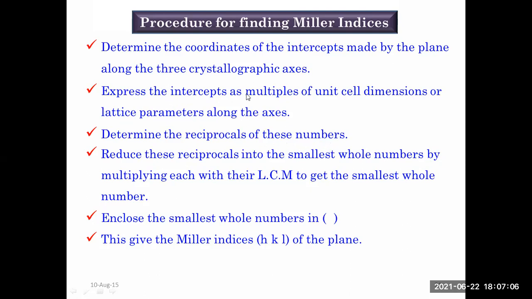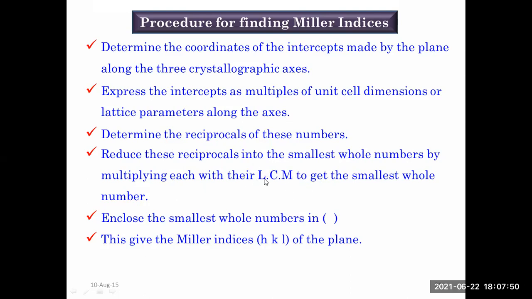So first of all we are determining the coordinates of the intercepts made by the plane along the three crystallographic axes. Then whatever intercepts you got, we write the reciprocals of those intercepts along the three axes. Now, these reciprocals can be simplified into the smallest whole numbers. How can you convert to the smallest whole numbers? By multiplying each reciprocal term with the LCM. I will show you an example of what we are doing.